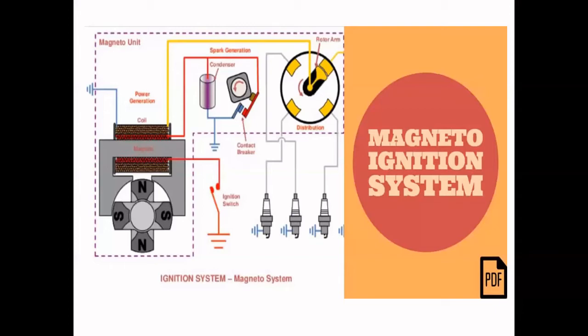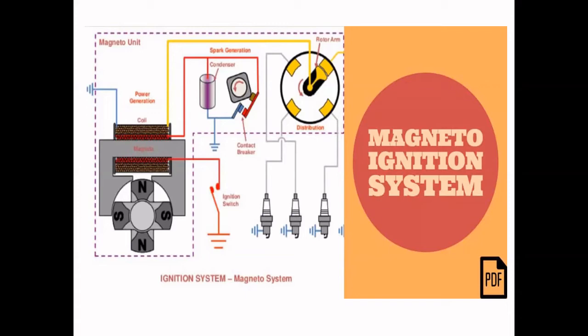Another component you can see is the contact breaker. This contact breaker is responsible for producing higher voltage. When the contact breaker is closed, both points are in contact, and thereby current starts generating from the magneto. And now you can see the contact breaker is in the open position.